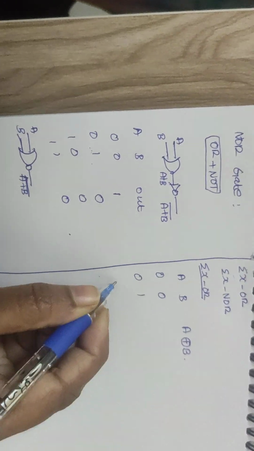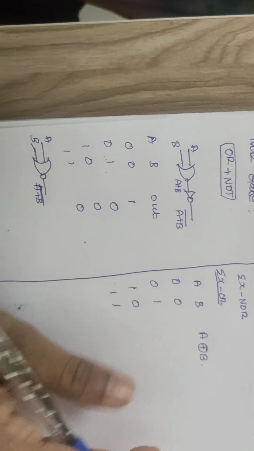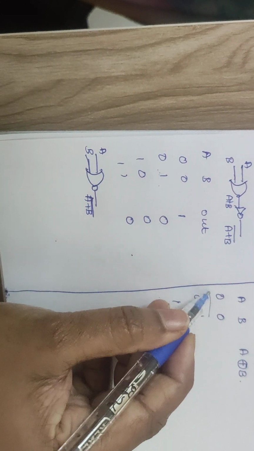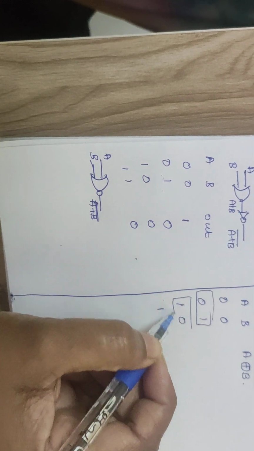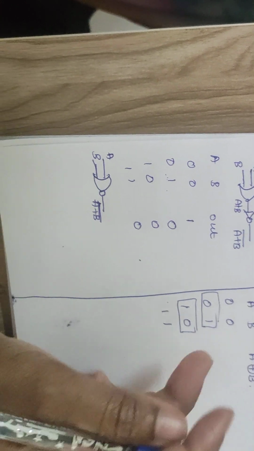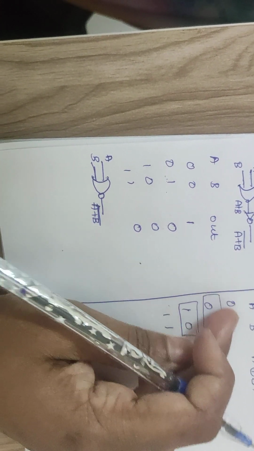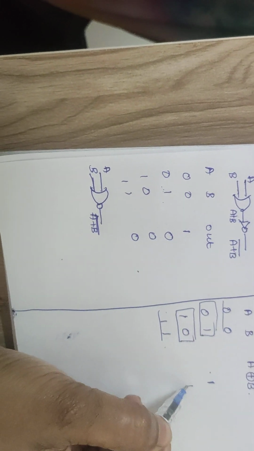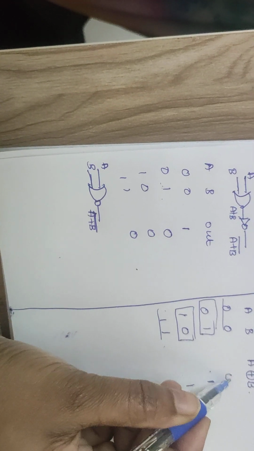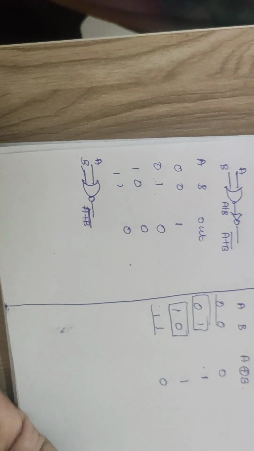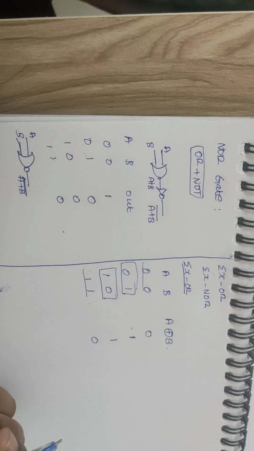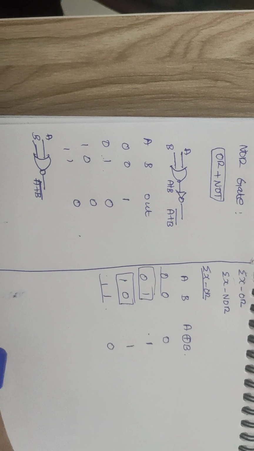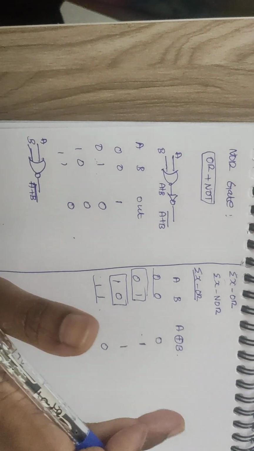Same as before, we'll fill it up. It should be exclusive. Exclusive means both inputs are different. In these two places only both are different, so only here both are exclusive. In other places they are similar. So if the inputs are exclusive, we make our output high, or else it will be 0. So this is the XOR gate: both inputs should be exclusive to make the output high.